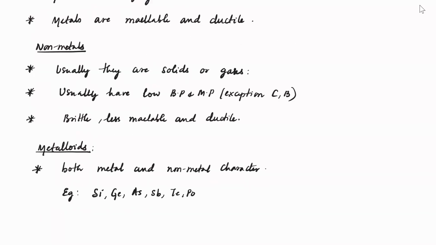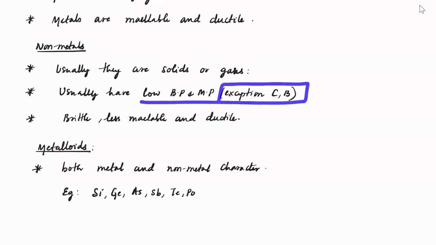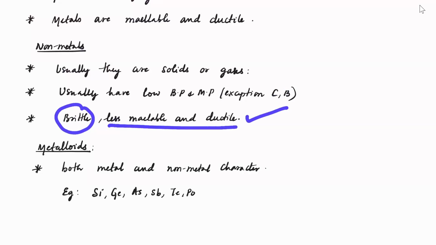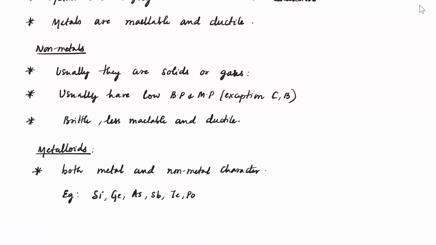While when it comes to non-metals, usually they are solids or gases, and they have low boiling and melting points, except carbon and boron. They are generally brittle, with less malleable and ductile nature. Now, when it comes to metalloids, both metal and non-metal characters are observed. That includes silicon, germanium, arsenic, antimony, tellurium, and polonium. Got it? So this is a very simple briefing that you need to know. I'm sure you have been learning this right from school.